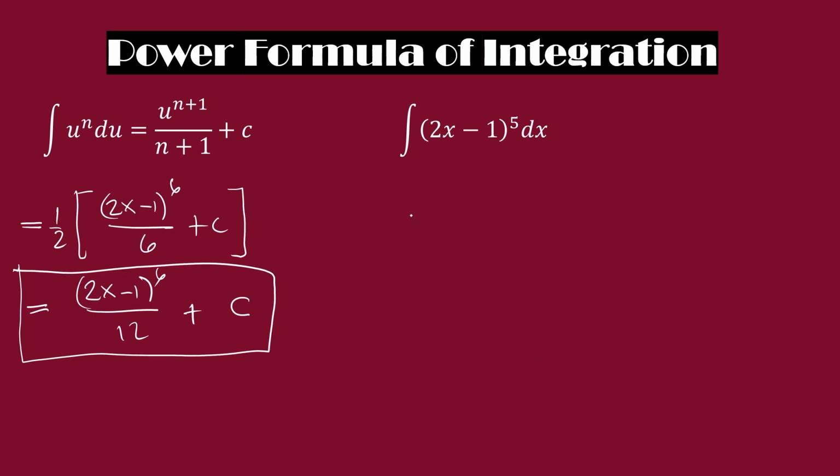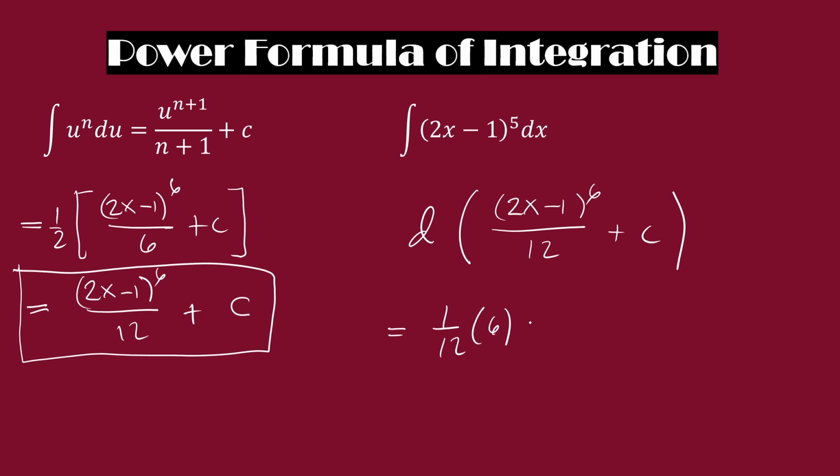Okay, so if we get the derivative of this function, we have (2x minus 1) raised to 6 over 12 plus c. So this is equal to 1 over 12, which is a constant, multiplied by 6, multiplied by (2x minus 1) raised to 5, times the derivative of 2x minus 1.